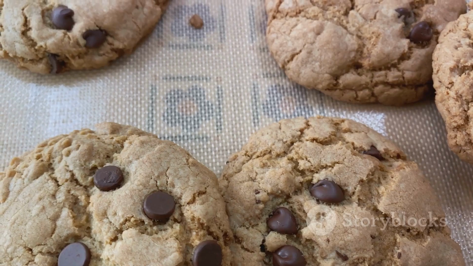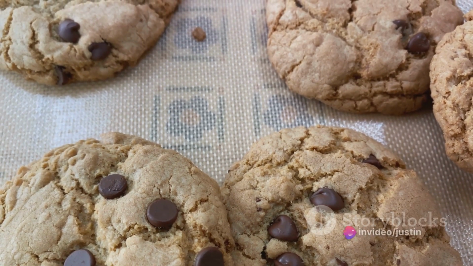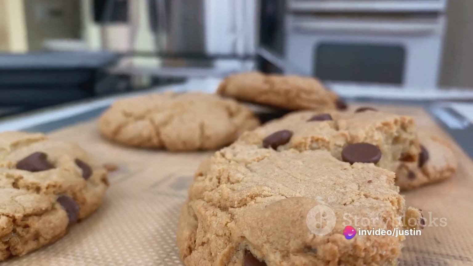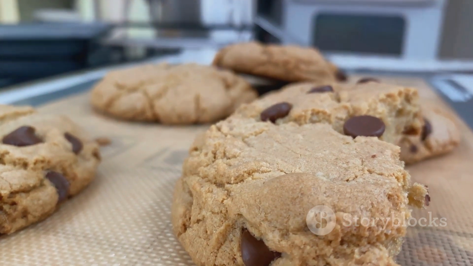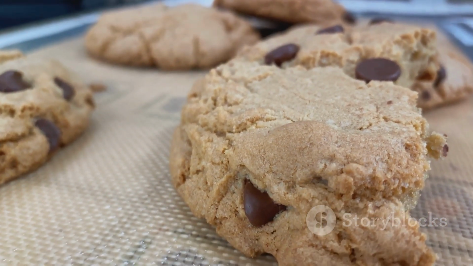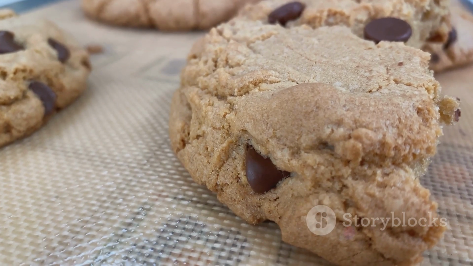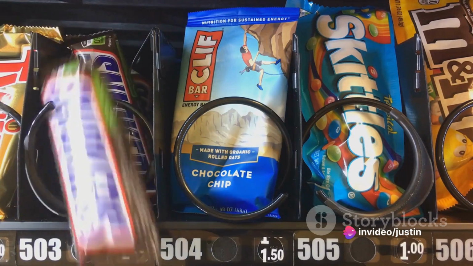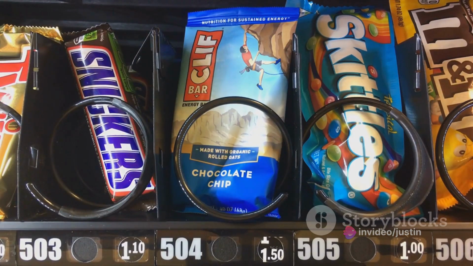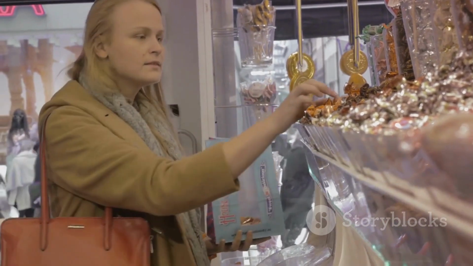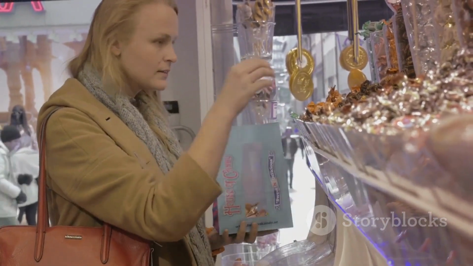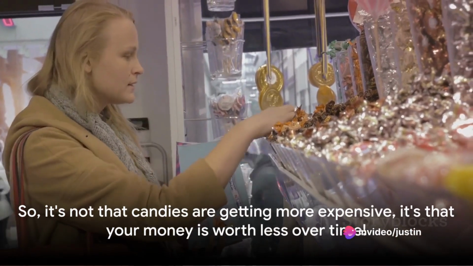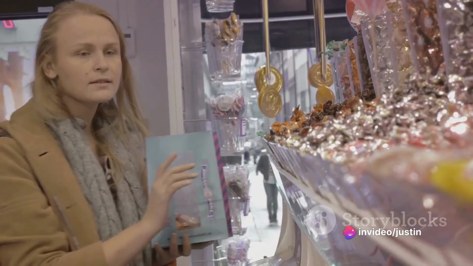Now, you might be wondering, why does inflation even happen? Well, it's a natural part of a growing economy. When businesses are doing well and people have more money to spend, demand for goods and services increases. And when demand increases, prices often go up. That's just the way the chocolate chip cookie crumbles, my friend. So next time you find yourself grumbling about the rising cost of your favorite candy bar, remember, it's not the candy companies trying to dig deeper into your pockets. It's our old friend inflation, making your money a little less powerful than it was before. So, it's not that candies are getting more expensive, it's that your money is worth less over time.